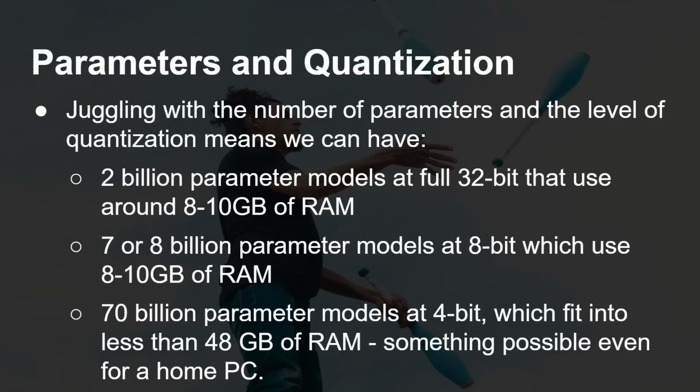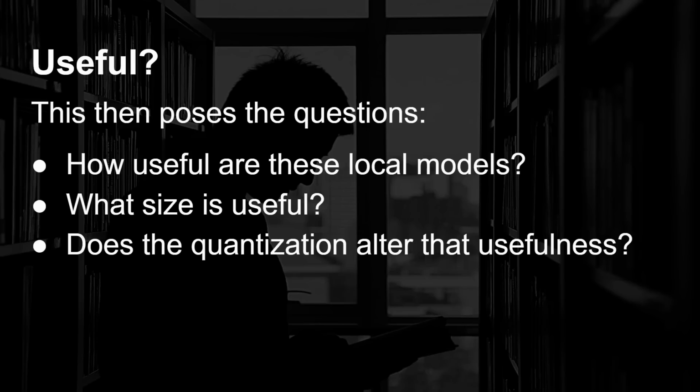Now, not all of you have got 48 gigabytes of RAM, I'm sure about that, but it is not unheard of to have a PC with 64 gigabytes of RAM, for example. My laptop, as I'll talk about later, has 64 gigabytes. So then this poses these questions, as I've indicated. How useful are these models? How useful are they at the different sizes? 1 billion parameters, 2 billion parameters, 70 billion parameters. And does the quantization, 32-bit, 16-bit, 8-bit, so on, make any difference? Does it alter the usefulness of the model?